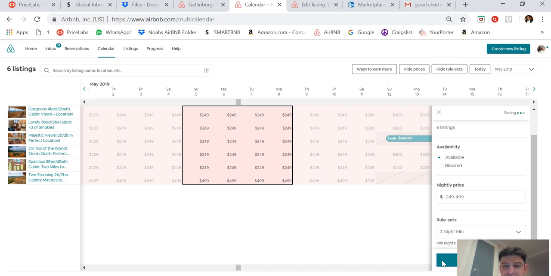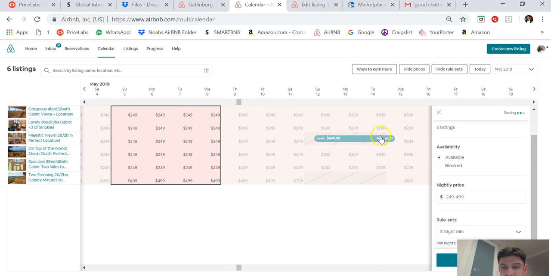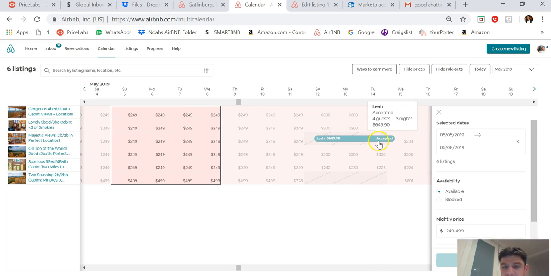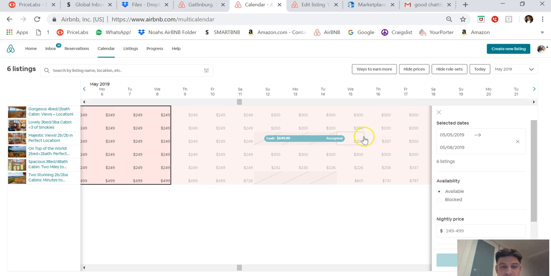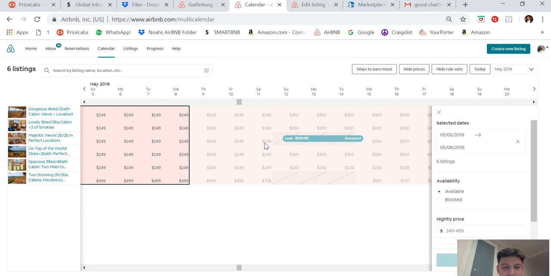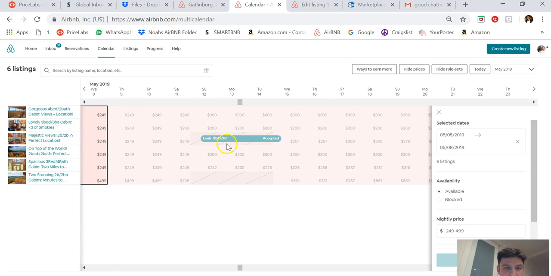You want to let someone book Sunday, Monday, Tuesday. See what this person did? Leah booked Sunday, Monday, Tuesday, and we got $600. Over $200 a night for that, and that leaves our weekend fully open. That's a nice thing. We're okay with that. 3-day bookings during the early part of the week.